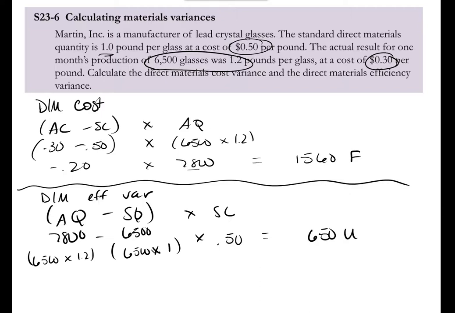So I got the glass cheaper than I thought, but I used more of it. So it could be that because I bought cheaper glass, it had more defects in it. It could be I had a lot of new employees that made a lot of mistakes and had to start over, but for some reason I used 1,300 more pounds of glass than I thought I should have needed to make 6,500 glasses. That's what that one tells you.